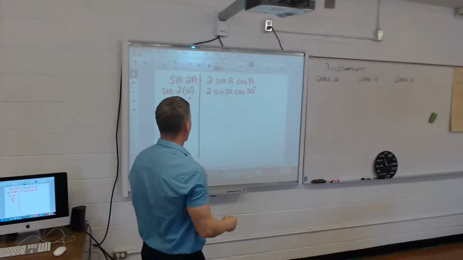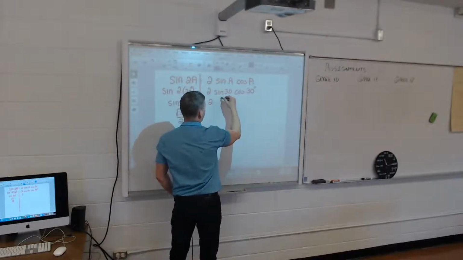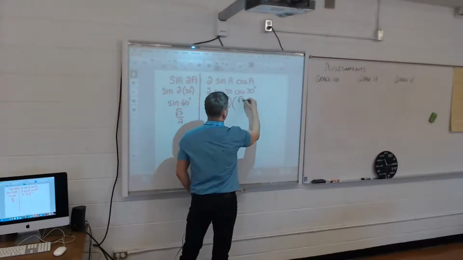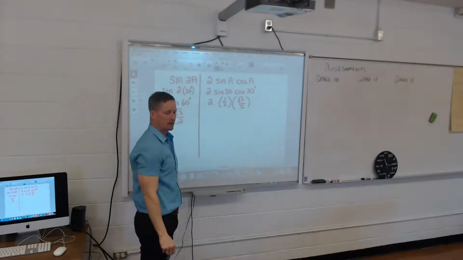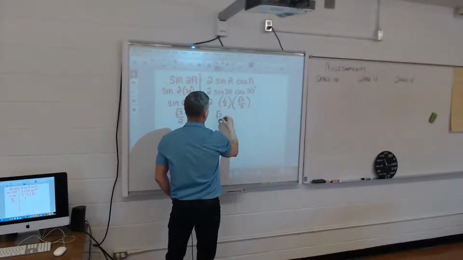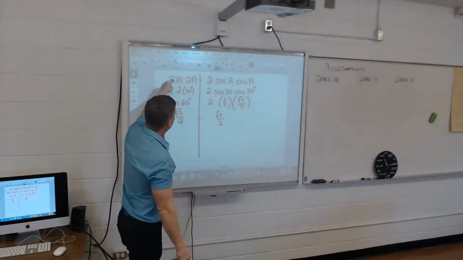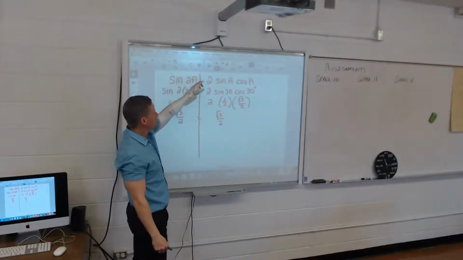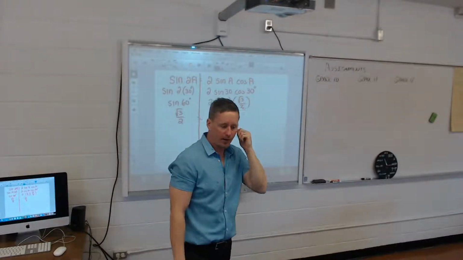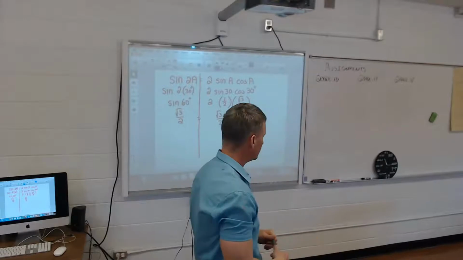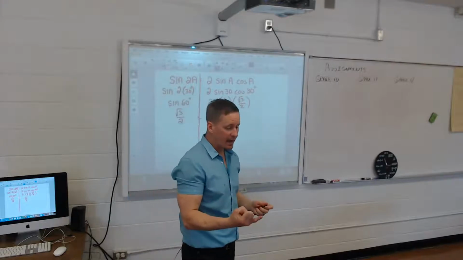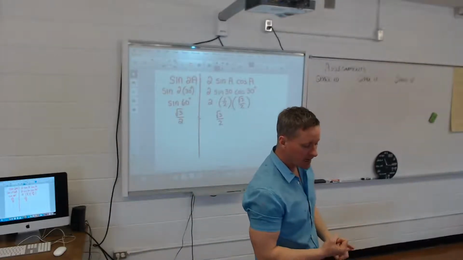Okay? Now I go 2 times the sine of 30, which is 1/2, times the cos of 30, which is root 3 over 2. 2 times 1/2 is 1. 1 times root 3 over 2 is root 3 over 2. The sine of twice an angle is equivalent to going 2 times the sine of A times the cos of A. That is what we call the double angle identity. And this was just used to prove it. So for sine of twice the angle, there's only one identity.